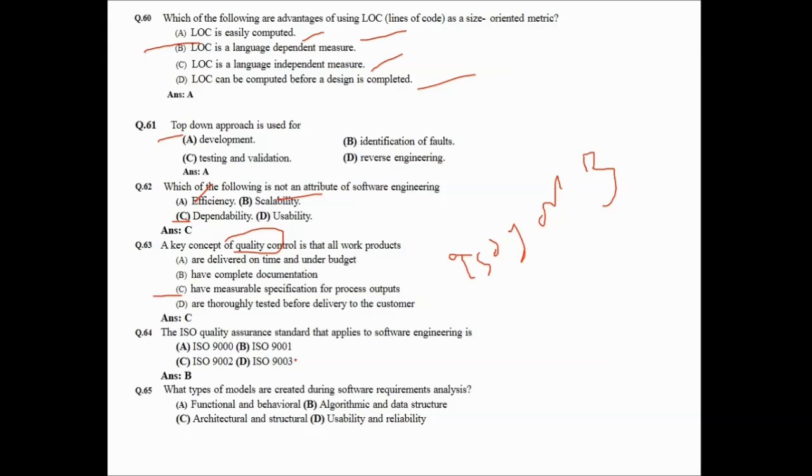So which type of models are created during software requirement analysis? Which is this? The function and behavior. These models are created using software requirement analysis. Now, what is the normal order of activities in which software testing is organized? Which one of these? First is unit, then you have integration, system, validation like this. So it is the first one.